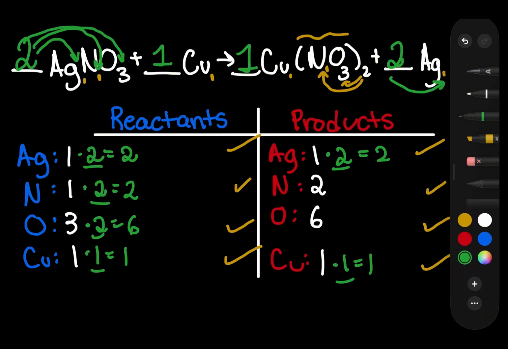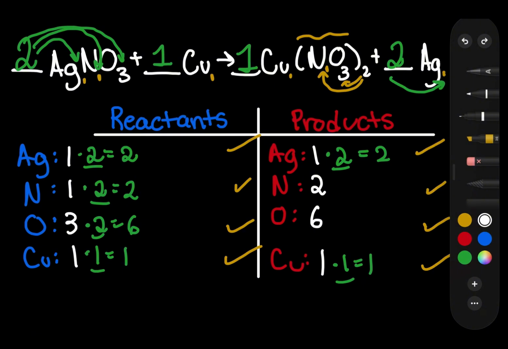And there we go. Now we have a balanced equation because, once again, we have 2 Ags. After the coefficient of 2 is distributed, we have 2 N's because the 2 was distributed, and we have 6 O's because it was distributed, and we have our single Cu. Then on the product side, the subscript of 2 was being distributed on the inside, so we had 6 oxygen, we had 2 nitrogen, and we still had 1 Cu.